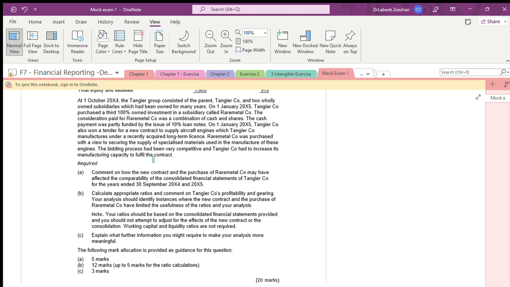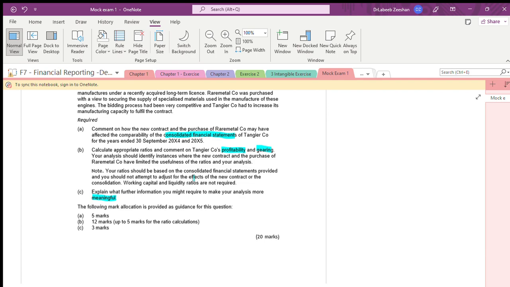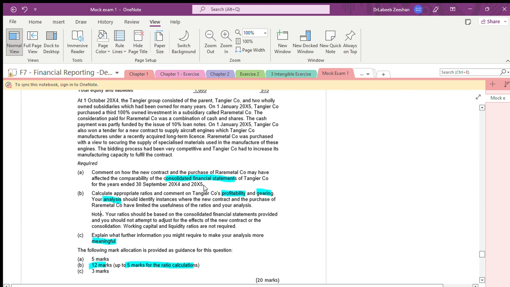They are talking about consolidated financial statements. See, they mention gearing ratios, and they are talking in terms of analysis. How many marks for the gearing ratio? 12 marks. 5 marks for ratio calculations and 5 marks for the analysis. So we will hold off on ratio analysis.